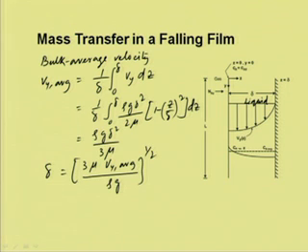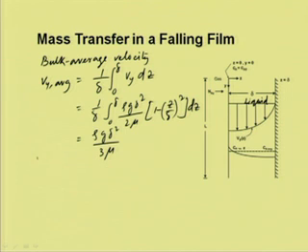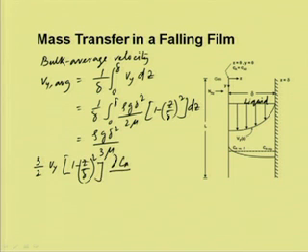Now, if we substitute the velocity profile in the continuity equation, we have 3 by 2 V y into 1 minus z by delta square into del C A del y will be D A B del 2 C A del z 2.